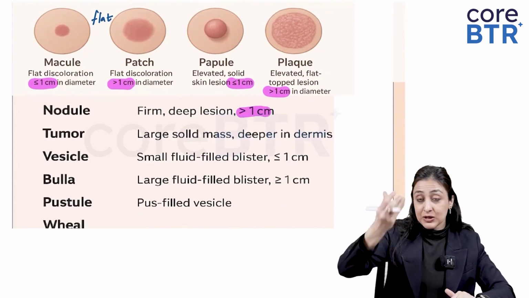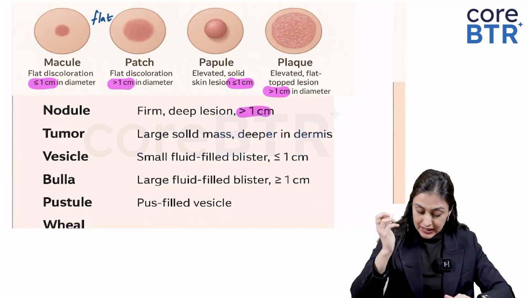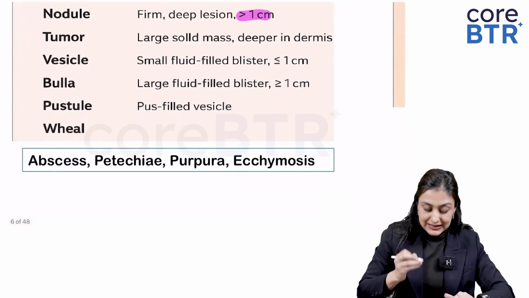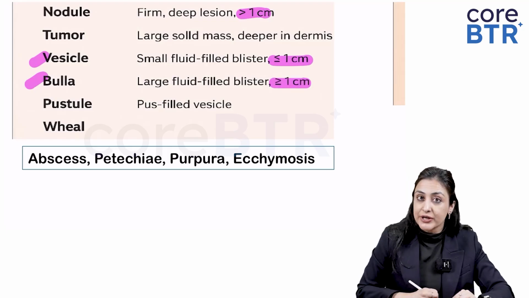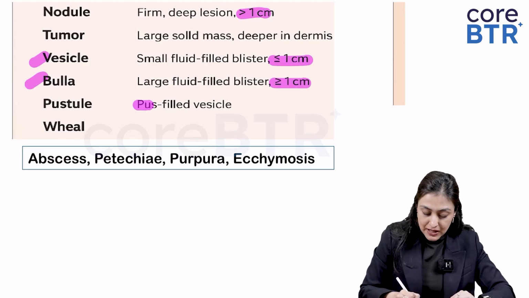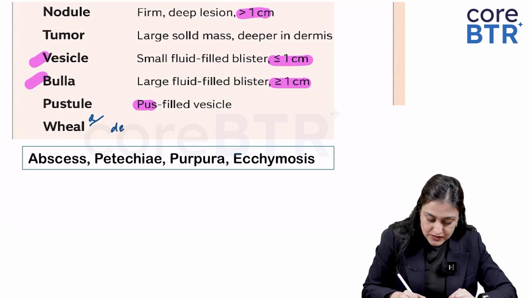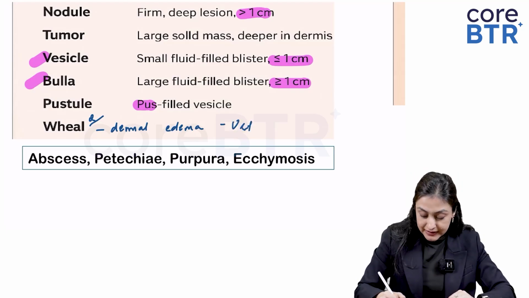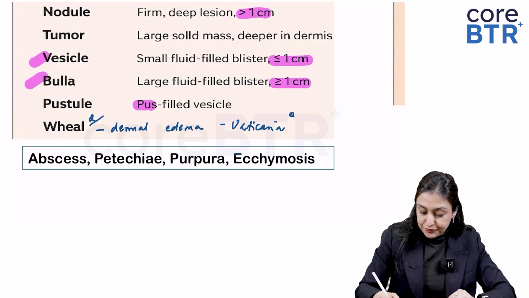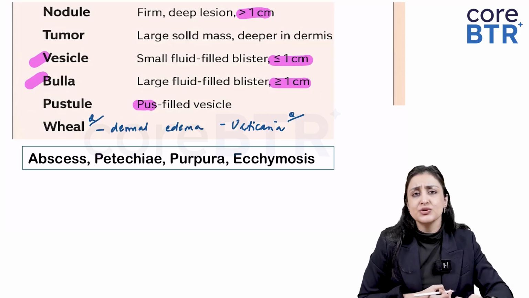Nodule is similar but also has a depth component. So that's depth. So that's nodule. Tumor, very large mass. Then you have vesicle and bulla. Less than 1, more than 1. Filled with fluid. If instead of fluid it's pus, that's pustule. Then you have wheal, very important. So wheal is dermal edema. It's a primary lesion, right? So that's dermal edema, hallmark of urticaria. So there's also a PYQ: annular lesions are seen in all except. So not in urticaria. You don't see annular lesions.